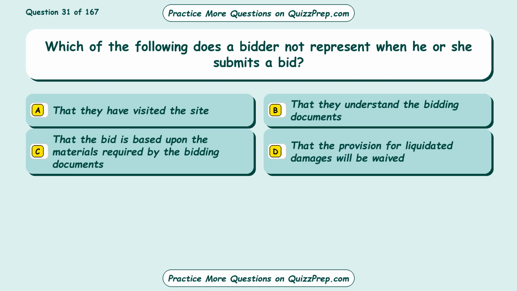Question 31. Which of the following does a bidder not represent when he or she submits a bid? Option A, that they have visited the site. Option B, that they understand the bidding documents. Option C, that the bid is based upon the materials required by the bidding documents. Option D, that the provision for liquidated damages will be waived.